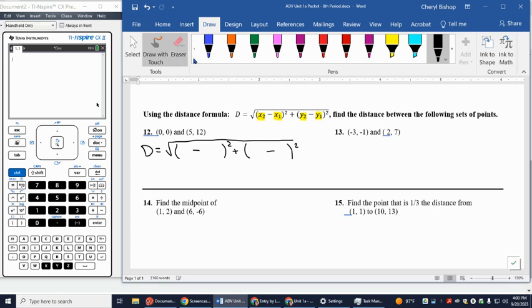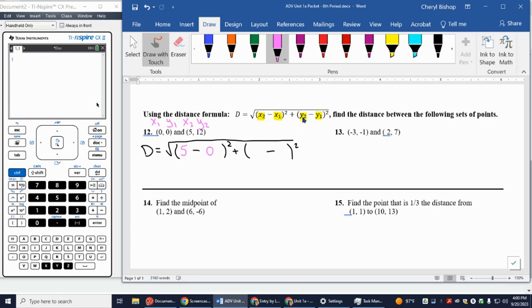Okay? All right, so then we're going to look at our points. And we're going to say, okay, here is my first point. So that's going to be x1, y1. And here's my second point. So that's going to be x2, y2. And then we just have to fill things in. What's x2? 5. What's x1? 0.